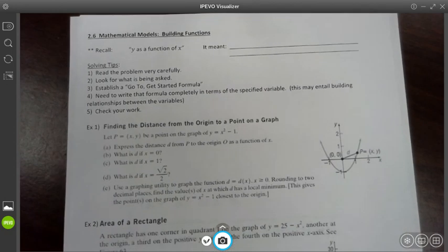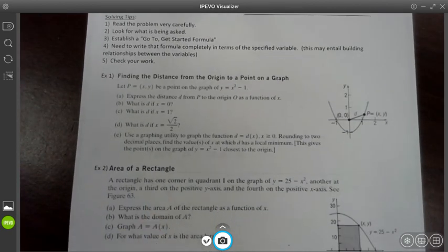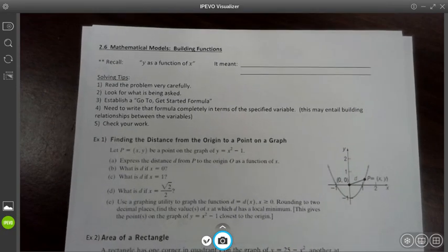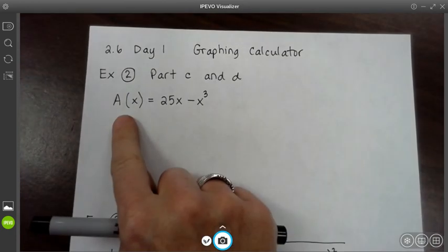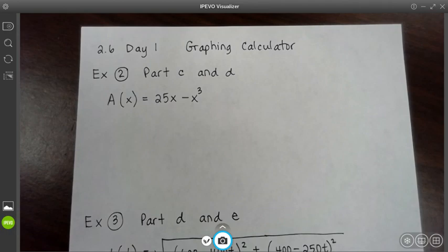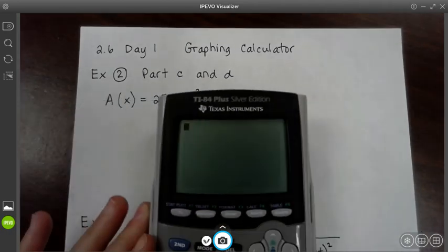So I'm going to go to example 2, the one we kind of left off at, where it asked you to graph the area function that we wrote, and then for what value of x is the area the largest. Yesterday we wrote the area as a function of x is equal to 25x minus x cubed. So if you want to find out where the area is the largest, first you're going to have to go to your graphing calculator, right?